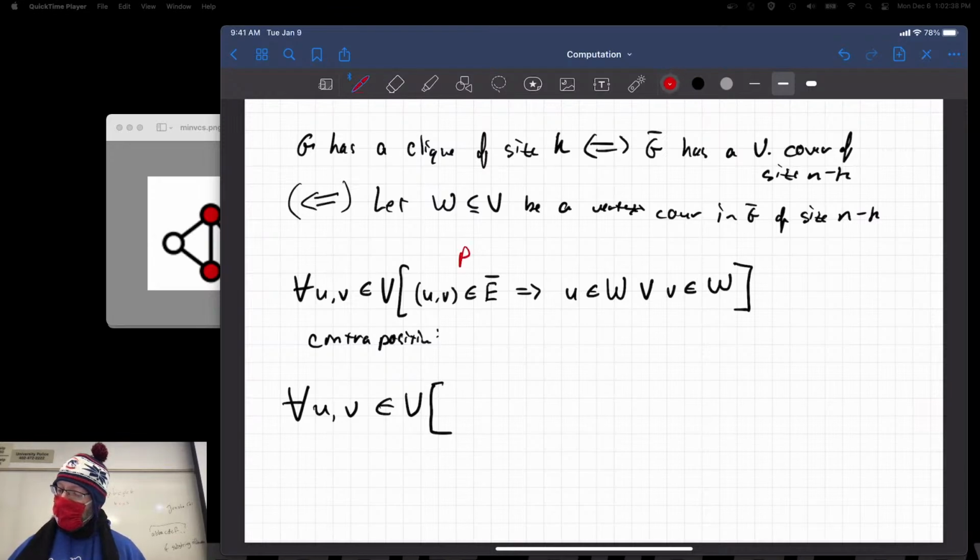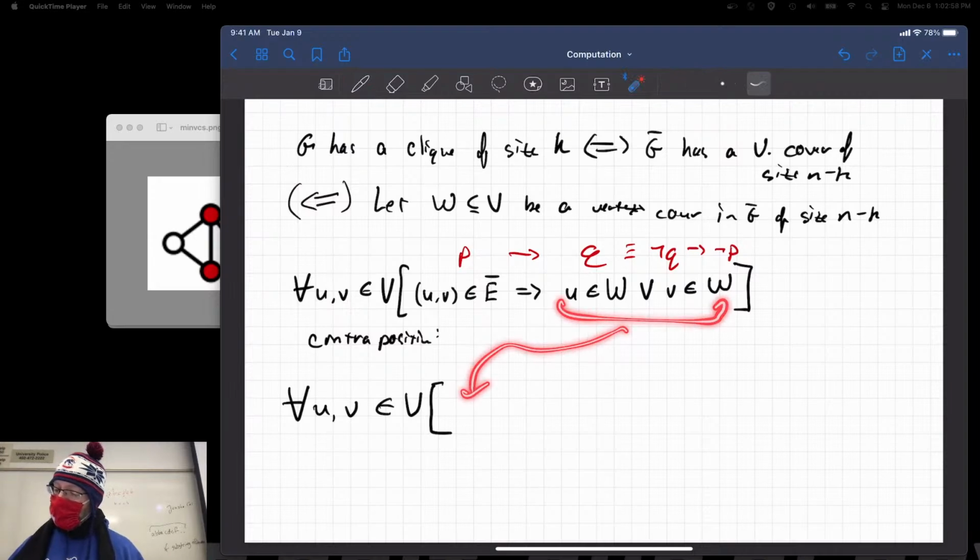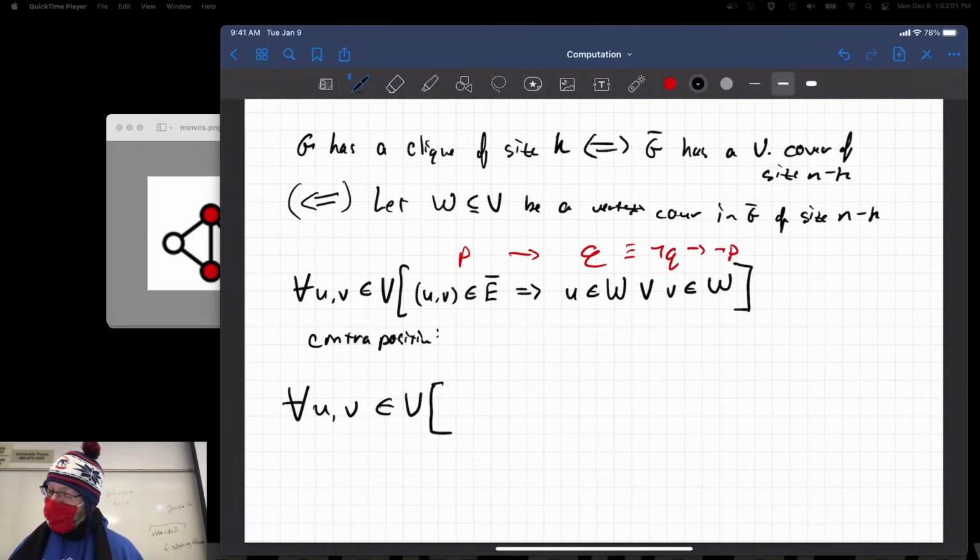Again, this is P implies Q. What is the contrapositive of P implies Q? Not Q, you switch them around, implies not P. So let's go ahead and write that, and I'm going to take the conclusion and put it over here as my premise, but I'm going to negate it. So what is the negation of each one of those? U is not in W. What happens to the disjunction? Becomes a conjunction. V is not in W.